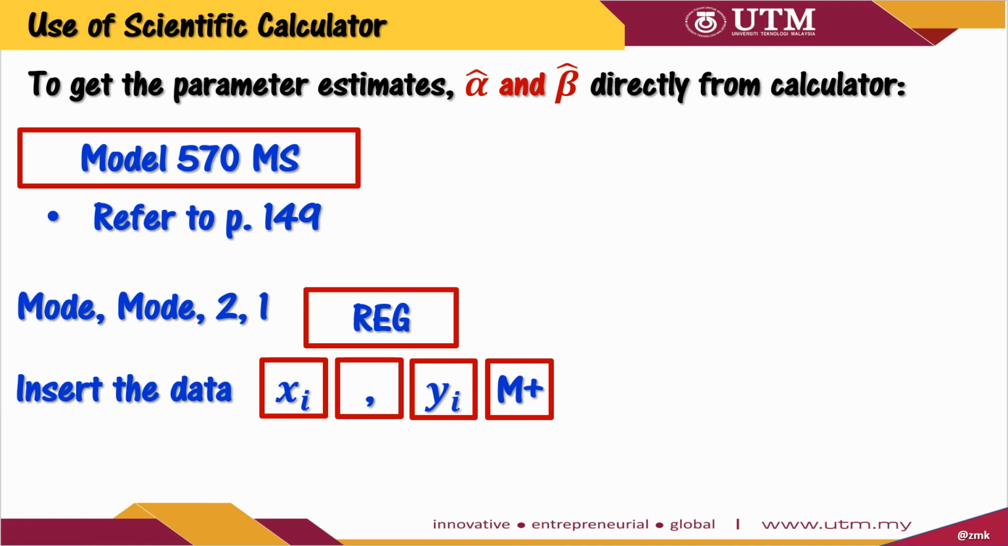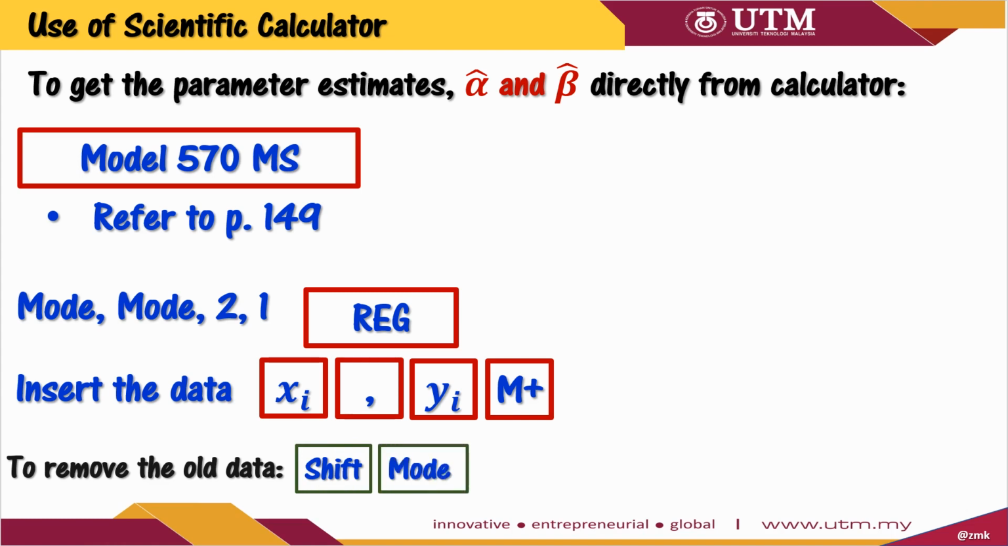If you want to insert a new dataset using 570MS model, you need to clear or remove first the old data by pressing the Shift button followed by Mode button and then press 1 and finally the Equal button to clear all the previously stored data before you can insert the new dataset for another regression analysis.